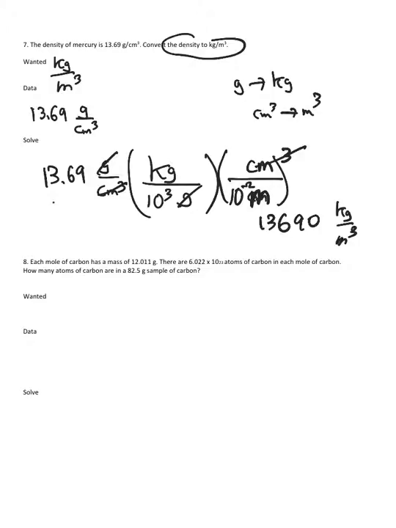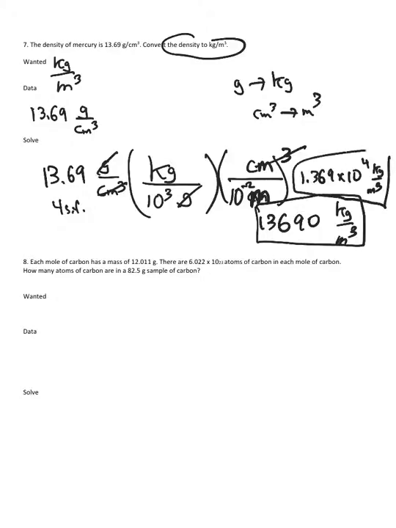So we start out with 4 sig figs. Both of these are definitions. Our answer can only have 4 sig figs. So if we don't put a decimal in that answer, that's the correct answer. If you wanted to write it in scientific notation, since we start out with 4 sig figs, you can only have 4 sig figs in the scientific notation number. So that will be 1.369 times 10 to the 4th kilograms per meter cubed. So either one of those is acceptable.